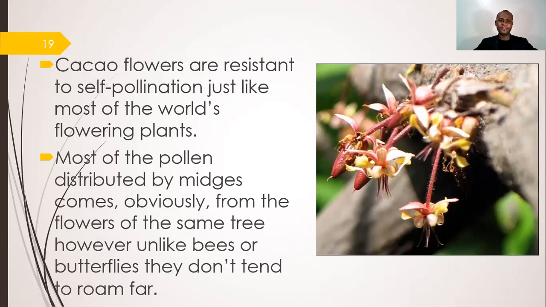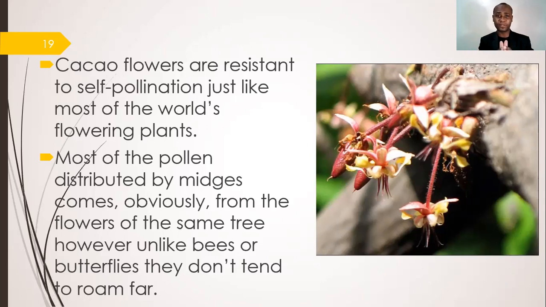Most of the pollen distributed by midges comes obviously from flowers of the same tree. However, unlike bees or butterflies, they don't tend to roam very far. Midges do not have the capacity to fly a very long distance. Usually when they pick the pollen grain from this, they don't travel for more than 5 meters away. They travel like 2 to 3 meters, sit on the next tree, like that.